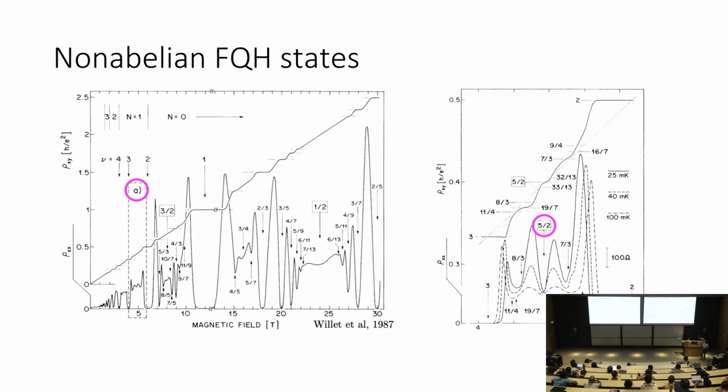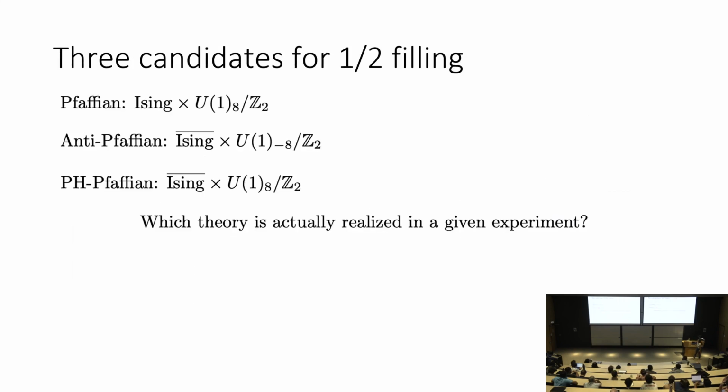So the really interesting thing is for non-abelian states. And these have been observed in experimental systems for many decades now. One very famous non-abelian state is at filling fraction 1/2 plus some integer. And there are three main candidates for what could be realized at those filling fractions. There's the Pfaffian, the interpfaffian, and the PH-Pfaffian.